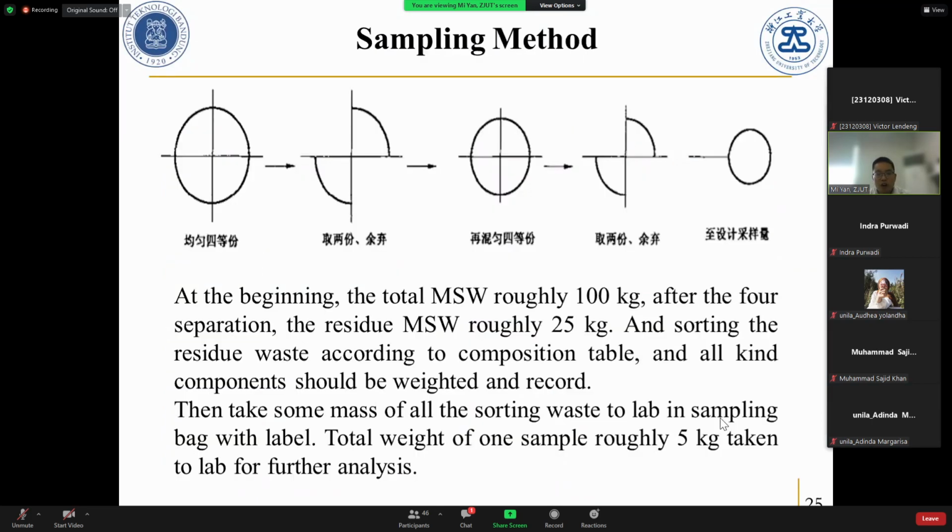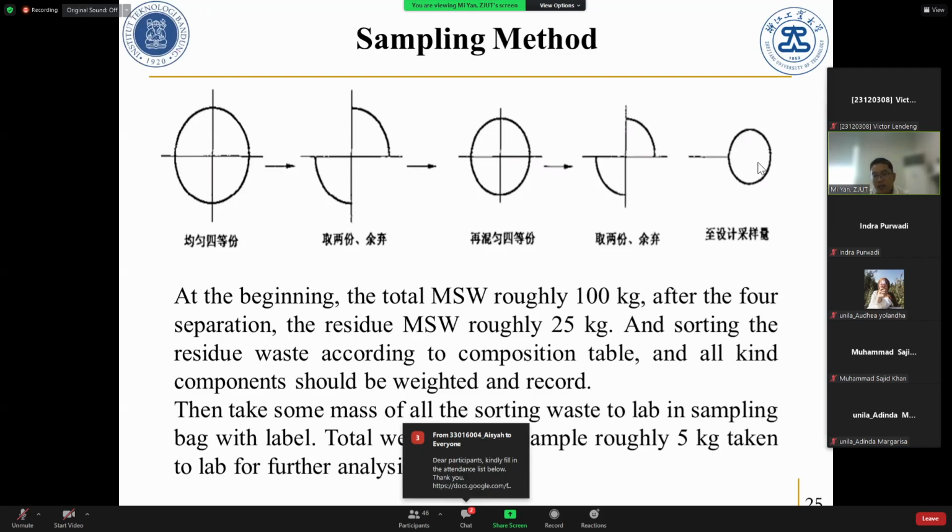If we follow the standard about the sampling, we have a different method. Typically, we use this one. At the beginning, we mix the MSW together, 100 or 200 kilograms. Then we separate it into 4 parts, then remove 2 parts and use these 2 parts. Then mix together again, then divide into 4 parts. We use two parts, then mix together. So this is the sample we will analyze.